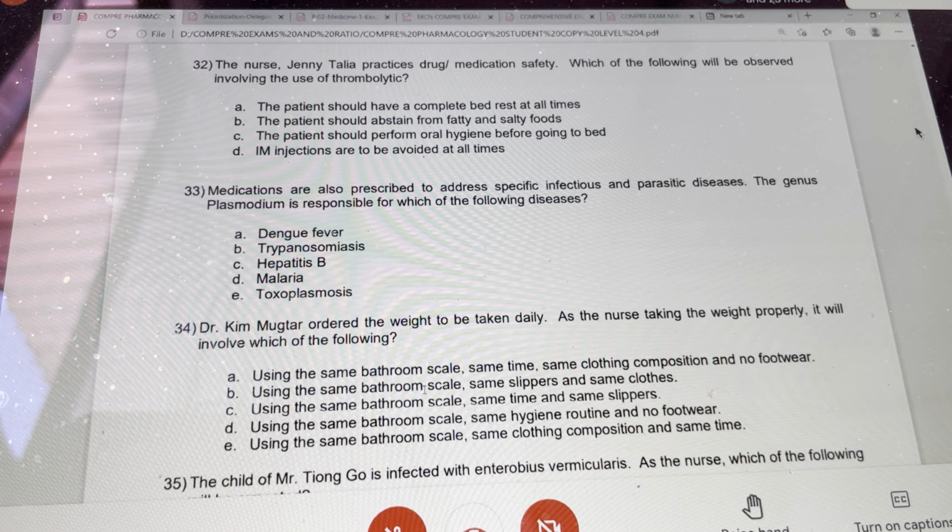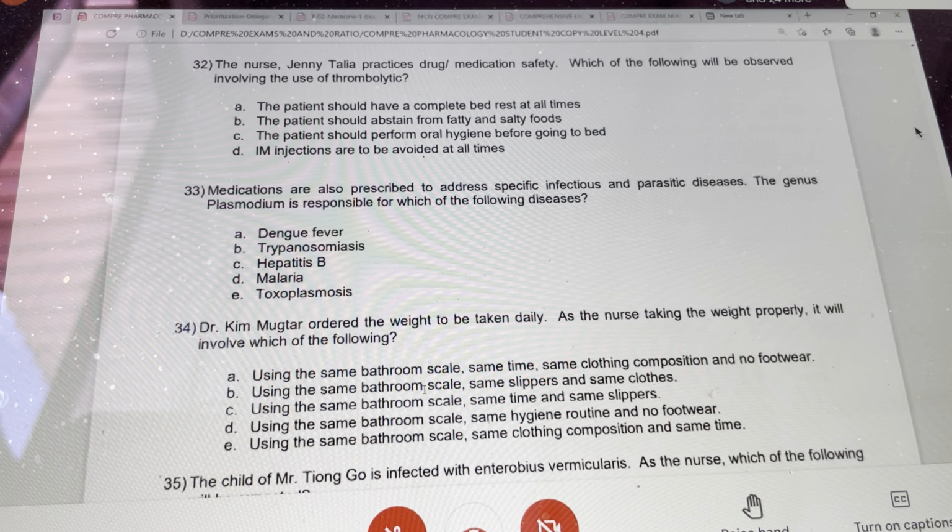Delta. Delta, very good. Why Delta? Because IM injections can put your patient at risk of bleeding. Kasi nga, he or she is receiving a thrombolytic medication. So, IM injections are to be avoided as much as possible in order to reduce the risk of bleeding at the site of injection. Of course, there are other interventions that need to be reduced or avoided if your patients are receiving thrombolytic medications. Okay? Next, we proceed to number 33.